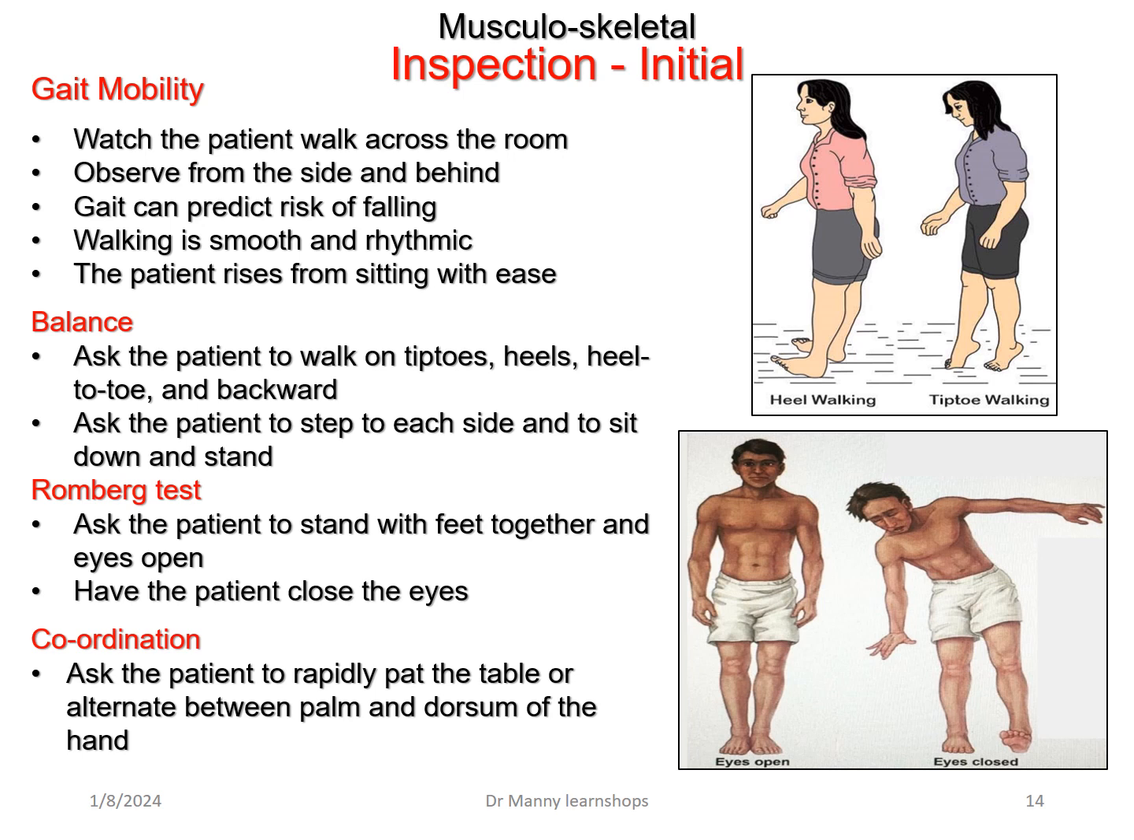The Romberg test is done, and this is where the patient stands with feet together with eyes open, and then you ask the patient to close their eyes. And they should remain steady without swaggering or at risk of falling. Coordination is assessed by asking the patient to rapidly pat a table or alternate palm to dorsum of the hand.